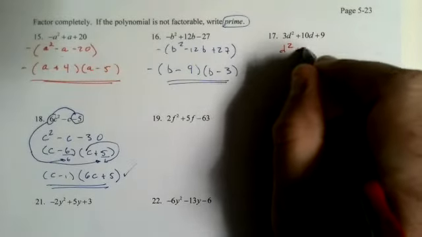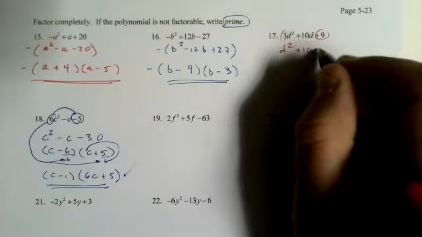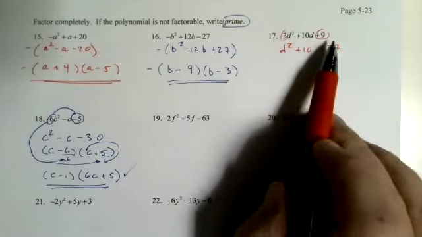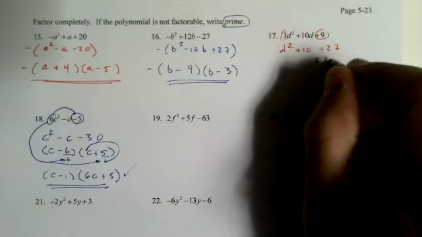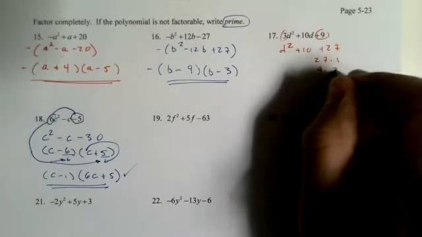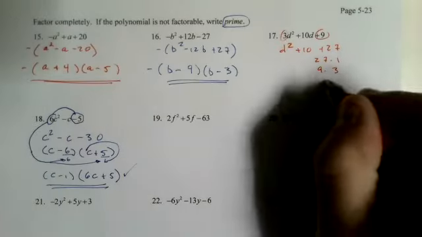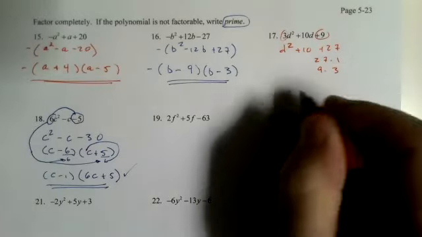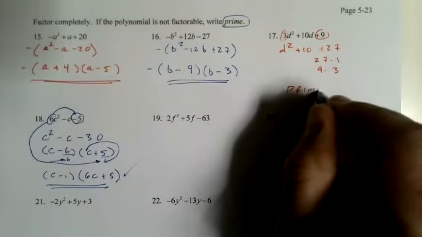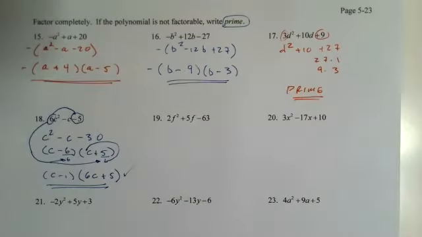D squared plus 10d plus 27. What multiplies to 27 and adds to 10? 27 times 1, 9 times 3, that's it. It's 3 times 9, but since it's plus plus, who cares? 9 and 3 is 12, that's 28. Nothing does. It's prime.